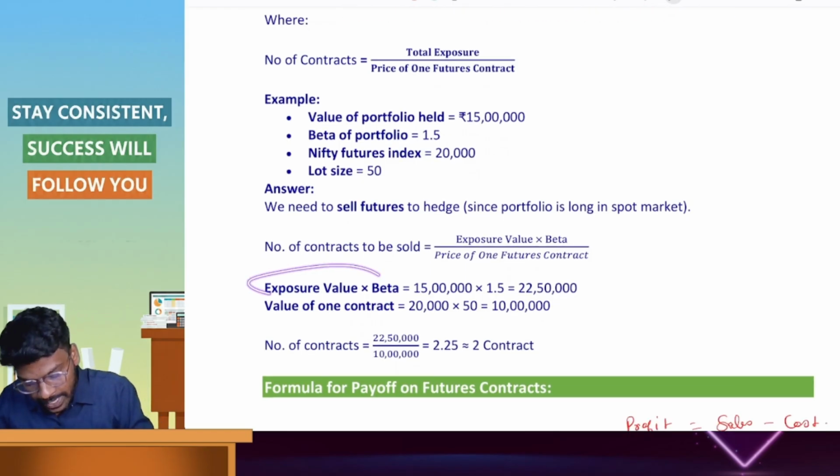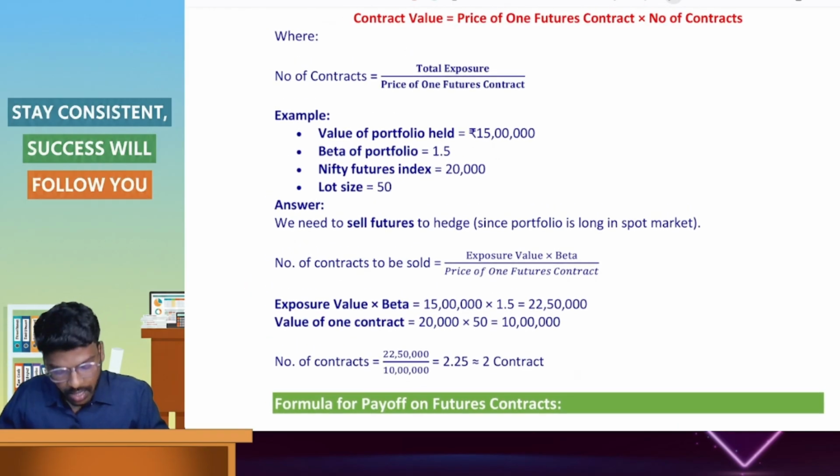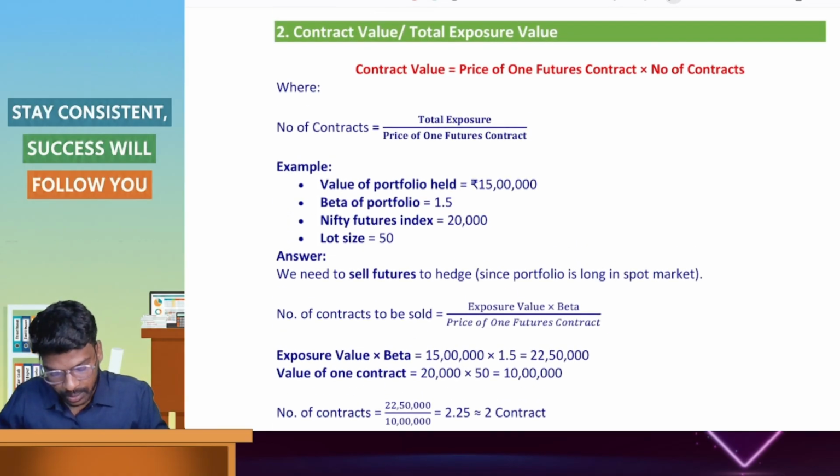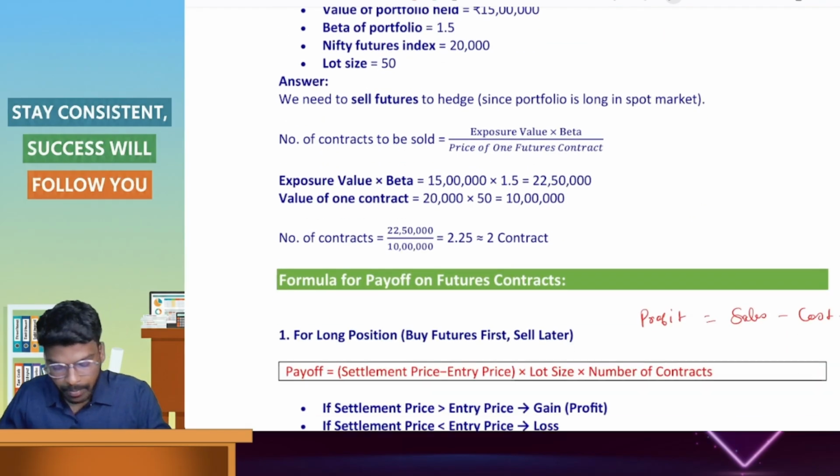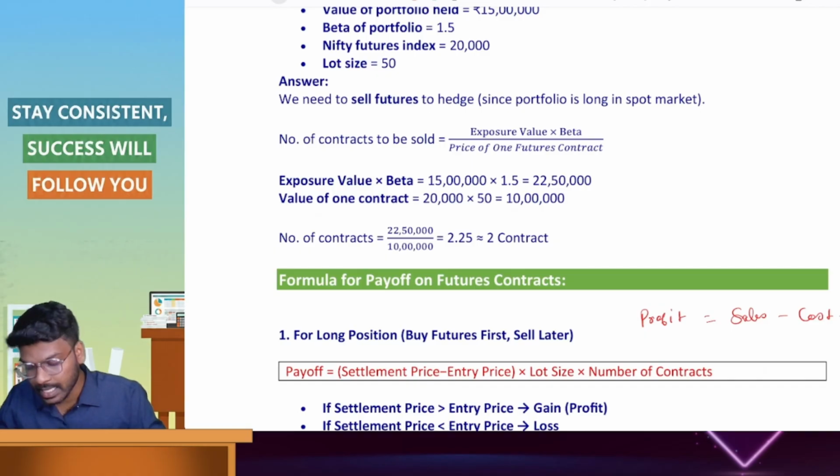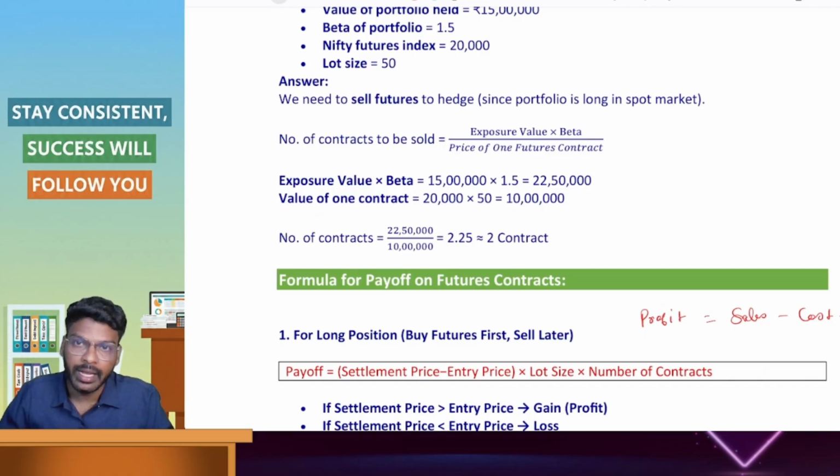Now we have to compute the exposure value, that is the contract value. The contract value will be 15 lakhs multiplied by 1.5, that is the beta value, which will give you 22 lakh 50,000. That is the total exposure value. The exposure value multiplied with the beta value gives the total exposure value. Total exposure value divided by the price of one future contract: 22 lakh 50,000 divided by 10 lakhs, the price of one future contract, will give you 2.25 contracts.